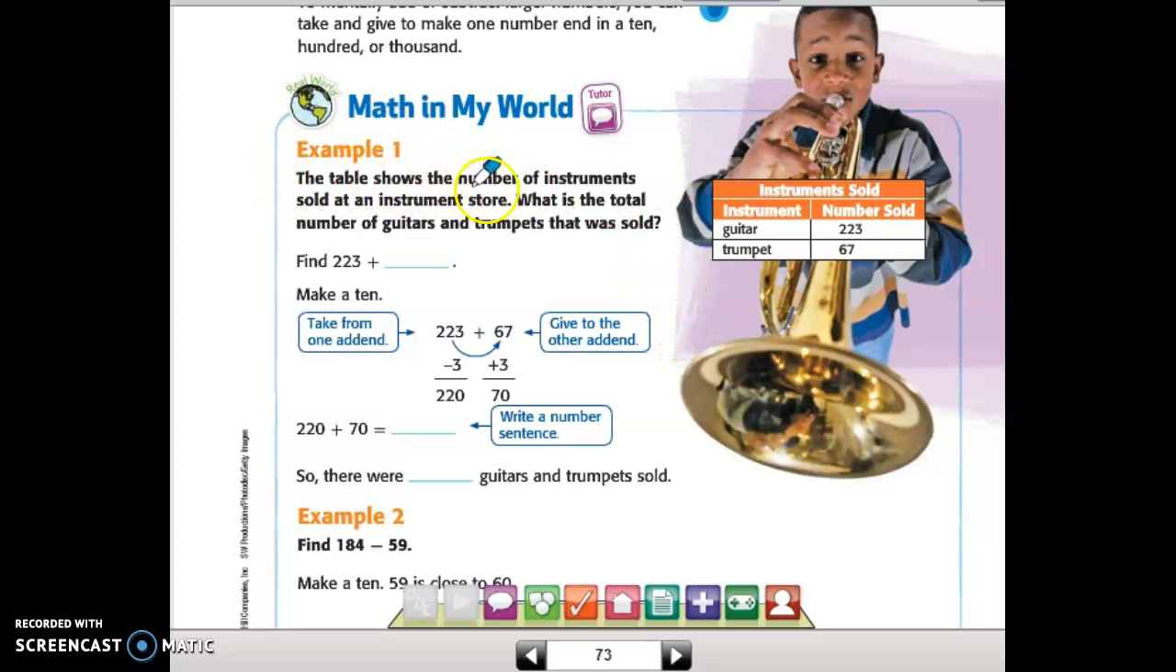The table shows the number of instruments sold at an instrument store. What is the total number of guitars and trumpets that was sold? So here we've got our table: guitars 223, trumpets 67. Okay, so the information we have is actually in the table, not the problem.